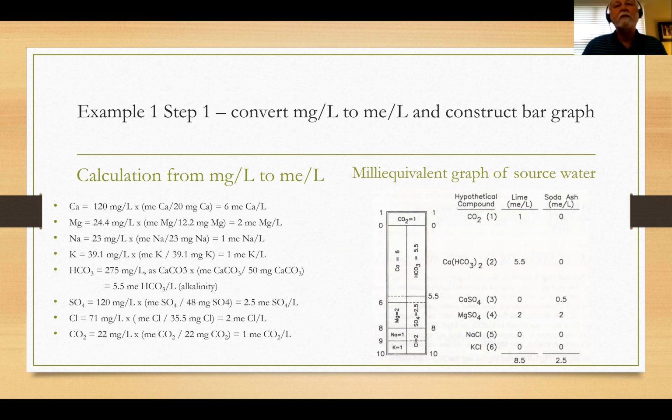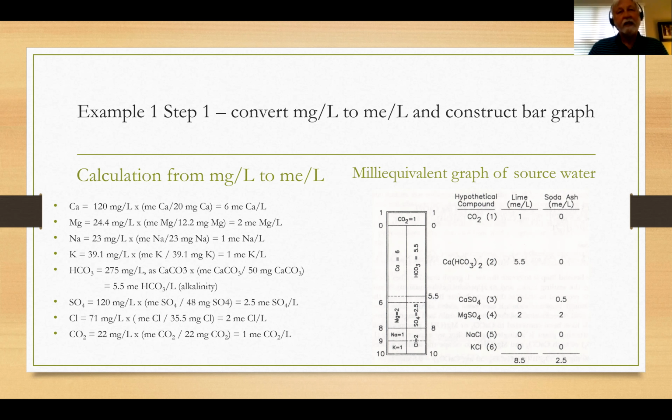So let's talk about this example. Let me repeat the first part of it so that we make sure we drive this home. So there's our milliequivalent per liter bar diagram, same one we looked at before. And here's how we came up with those milliequivalents per liter. Calcium, we said in our source water back several slides ago, was 120 milligrams per liter as calcium. We divide by the equivalent weight of calcium, 20 milligrams per milliequivalent. Cancel the units, milligrams cancel milligrams. We end up with 6 milliequivalents of calcium per liter.